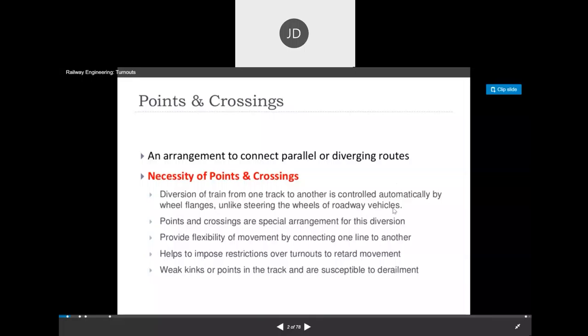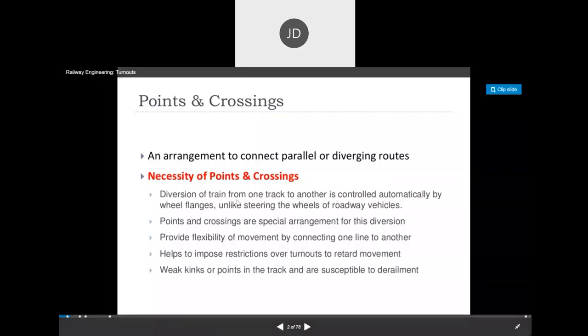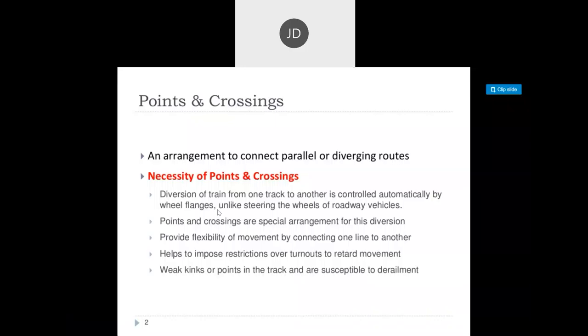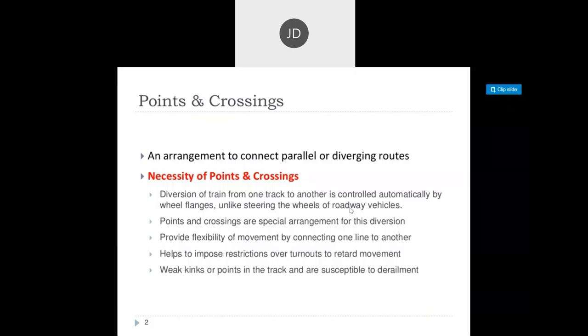So even in the previous class, someone asked me whether a person seated in a locomotive engine can change the route or not. But here is the answer. The diversion of a train from one track to another is controlled automatically by wheel flanges, basically, because there is no steering inside a locomotive, unlike cars and all, moving on a particular road.